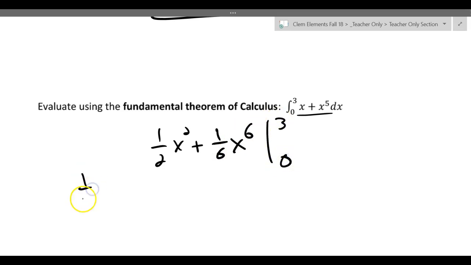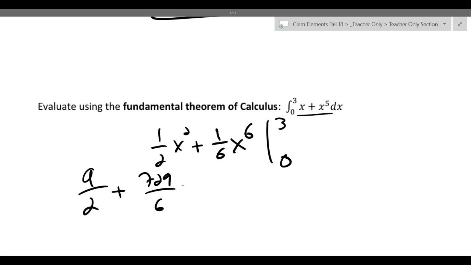So let's do the antiderivative here. That'd be 1/2 x squared plus 1/6 x to the 6th. And then we're going to plug in 3 and 0. So this gives us 1/2 times 9, so I'll just write 9/2 plus, let's see, what is that? 3 to the 6th is 729. 729 over 6. And that'll go to 0. So that's kind of nice. So really that right there is my answer.